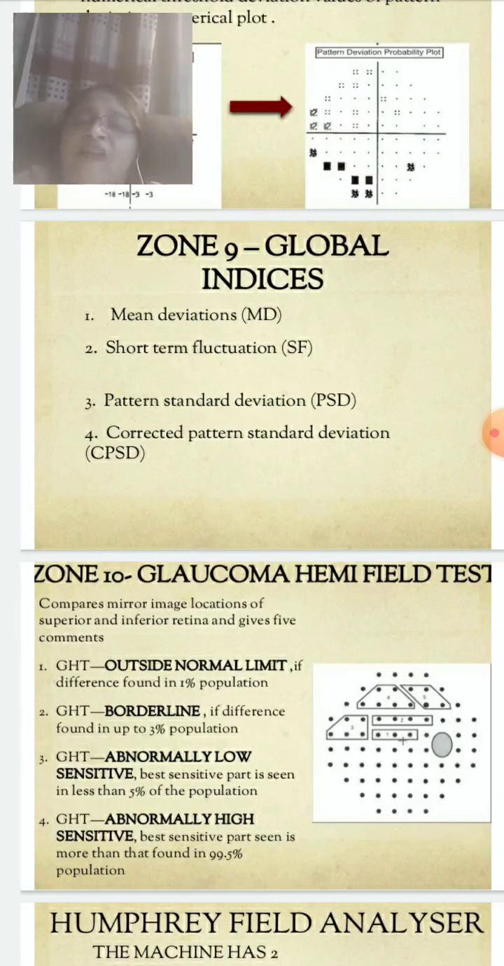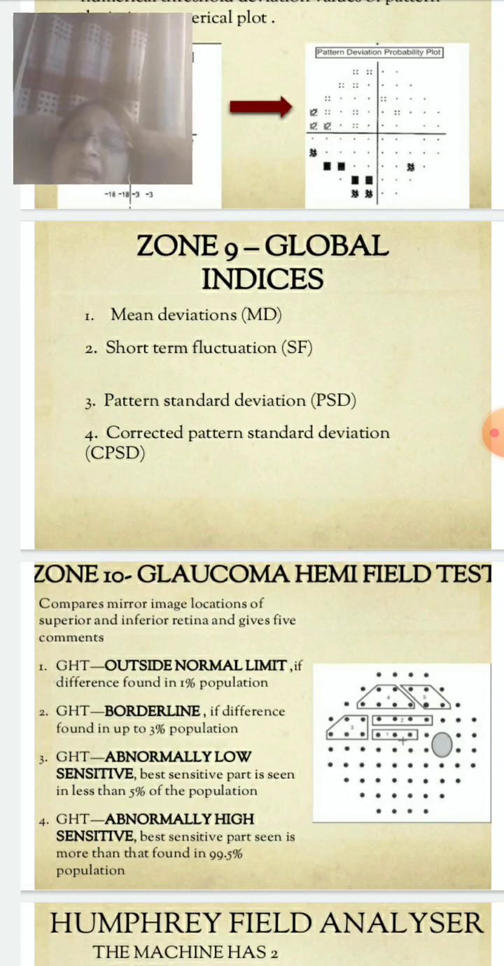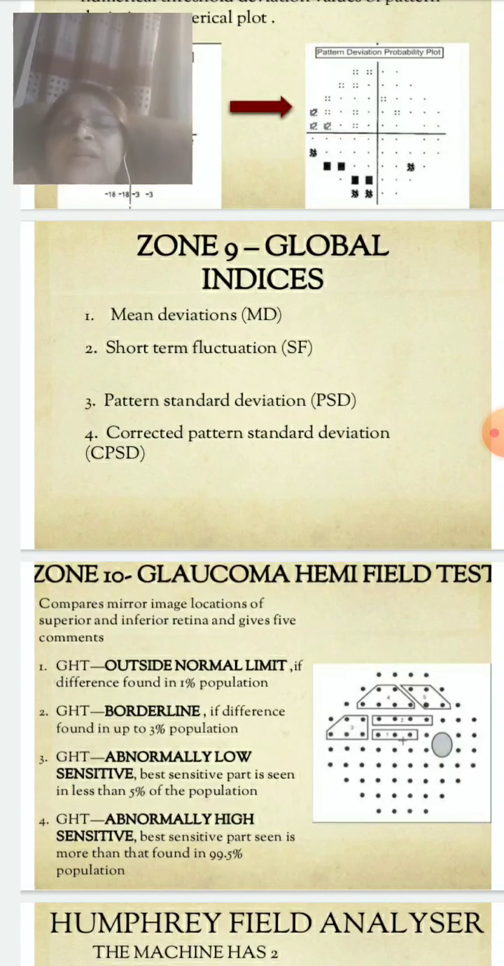In this, 5 mirror image points, both in the superior hemifield and the inferior hemifield, are compared above and below the horizontal raphe or horizontal line, and the patient's response to these points is noted. It is generally given as outside normal limits, borderline, abnormally low, abnormally high, or normal. Generally, glaucoma is asymmetric. So, the superior hemifield is not always symmetrical with the inferior hemifield. So, generally in glaucoma, the GHT is abnormal.